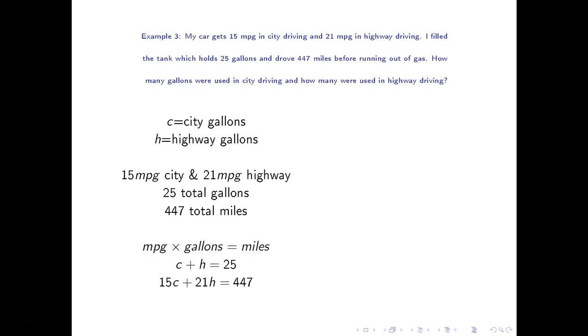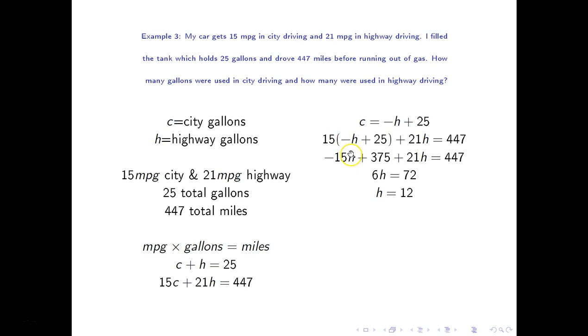Welcome back. This time when we solve the system of equations, I decided I wanted to go with substitution. So the first thing is I took this first equation and I solved for C. So I subtracted X. If I do that, I can substitute that in for C in the second one. And notice I plug it in, I distribute, I combine like terms, and then I also subtracted the 375. And then divide by 6, so H equals 12.